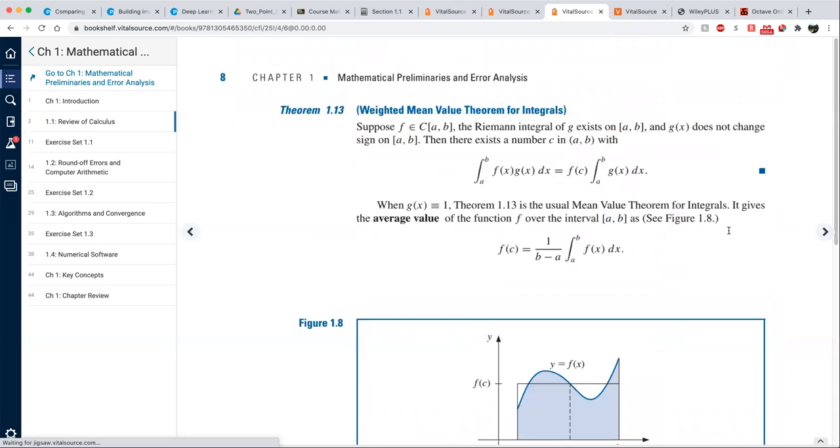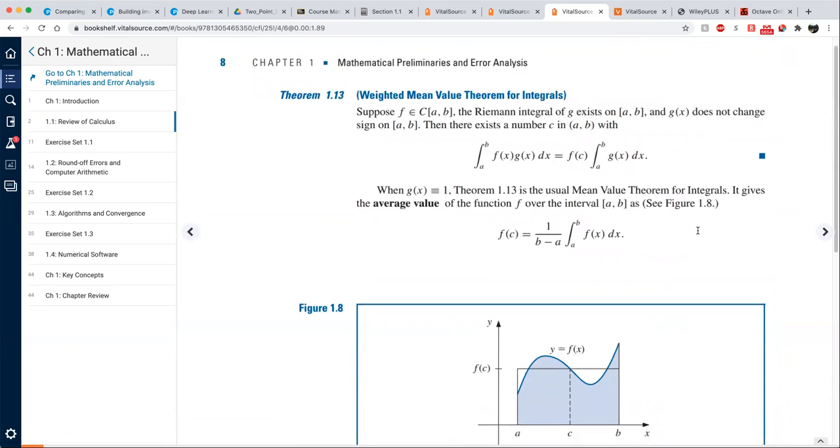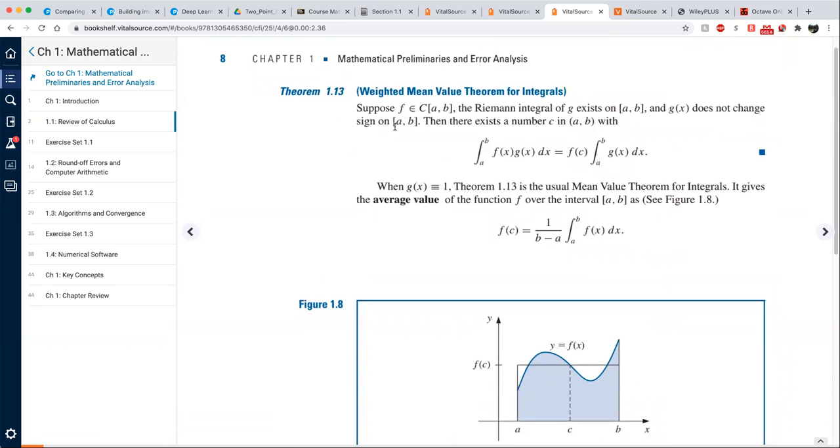Next one is the weighted mean value theorem for integrals. Suppose f is continuous, and the Riemann integral of g exists on the closed interval [a, b], and g does not change sign on [a, b]. Then there exists a number c such that the integral from a to b of f(x) times g(x) equals f(c) times the integral of g. So what does that mean?